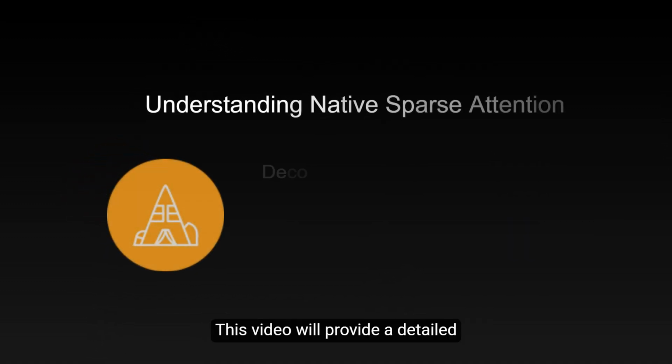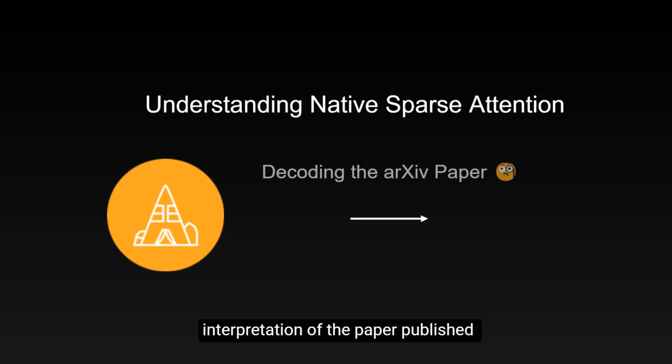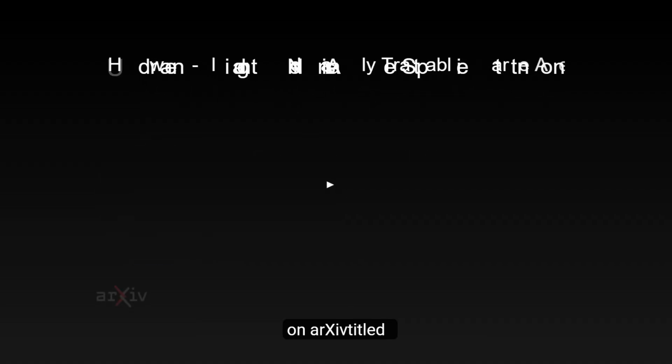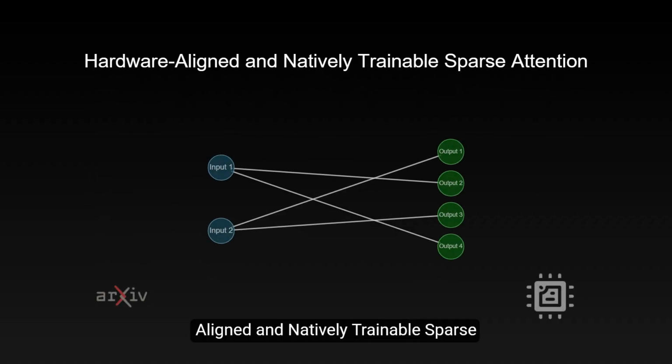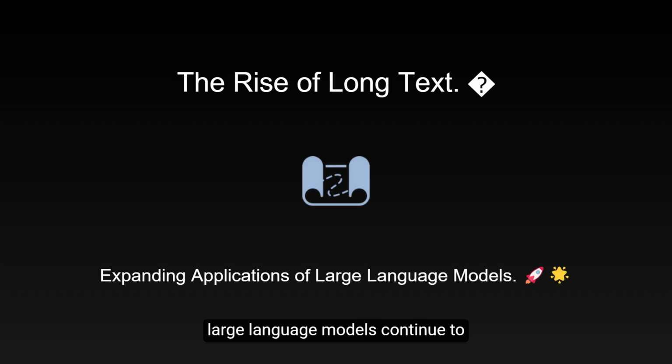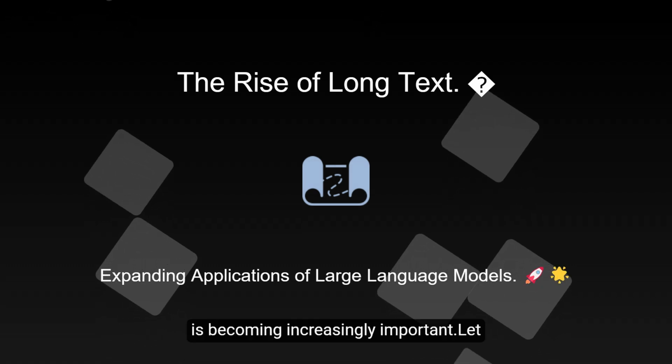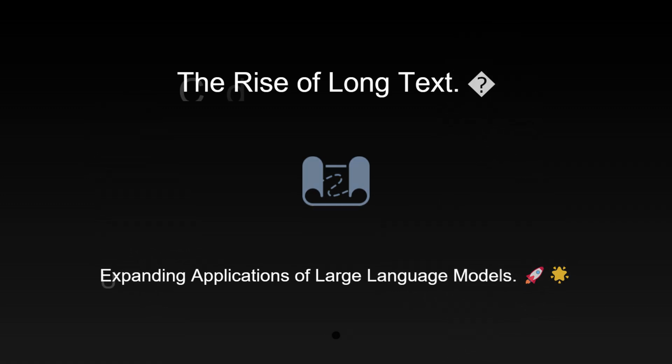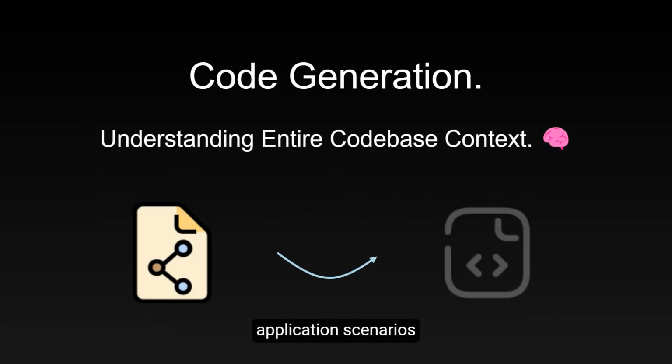This video will provide a detailed interpretation of the paper published on arXiv titled Native Sparse Attention: Hardware-Aligned and Natively Trainable Sparse Attention. As the application scenarios of large language models continue to expand, the need to process long texts is becoming increasingly important. Let's take a look at a few specific application scenarios.